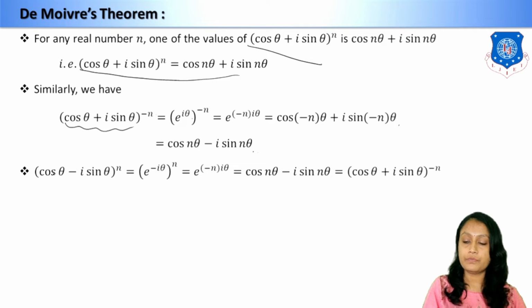Now we have (cos theta minus i sin theta) whole raised to n. So this we can write as (e raised to minus i theta) whole raised to n, that is e raised to minus n into i theta. So this we can write as cos n theta minus i sin n theta. But we know that cos n theta minus i sin n theta is what? (cos theta + i sin theta) whole raised to minus n. Therefore we can say that (cos theta minus i sin theta) whole raised to n is equal to (cos theta + i sin theta) whole raised to minus n.